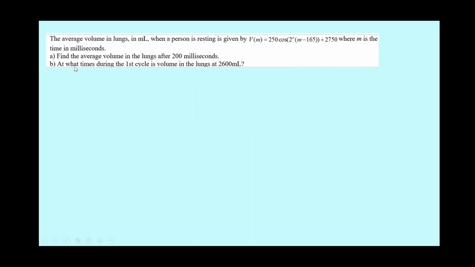Part B says we need to find at what times, notice it's plural, during the first cycle is the volume in the lungs at this level, 2,600 milliliters. So this time we're given the output volume, so we're going to plug in V equals 2,600 into this equation as before, and our goal is to solve for this m. There are two ways I'm going to demonstrate how to do this. One method will be purely algebraic, and the second method will be partly graphical. So whichever way you're comfortable with, you're welcome to use either one of those.